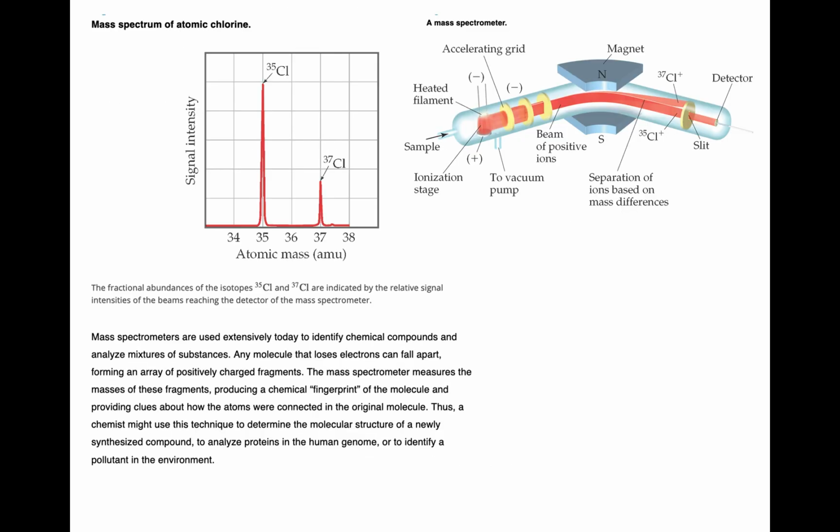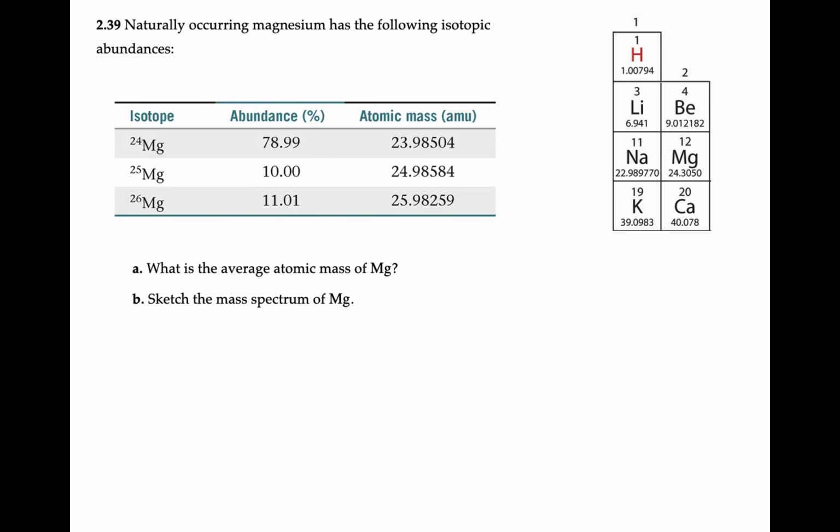There's also a discussion of the output of a mass spectrometer, how it functions, the peaks that one would see, the intensity of those peaks, and where they're found. Here's an end of chapter question on that topic. Notice within this one, you're being asked to do 2 things. One is to calculate the average atomic mass that you'd expect for magnesium, and the second is to sketch the mass spectrum of magnesium.